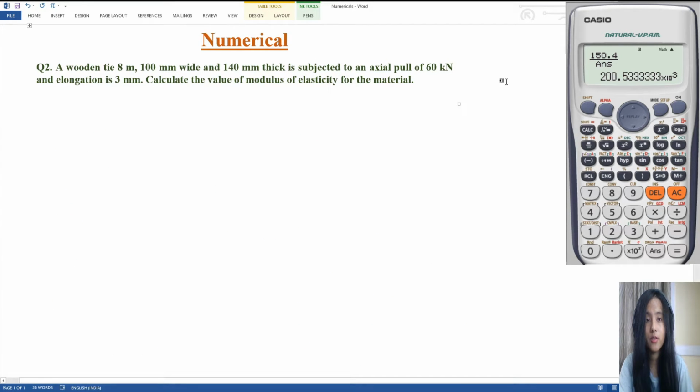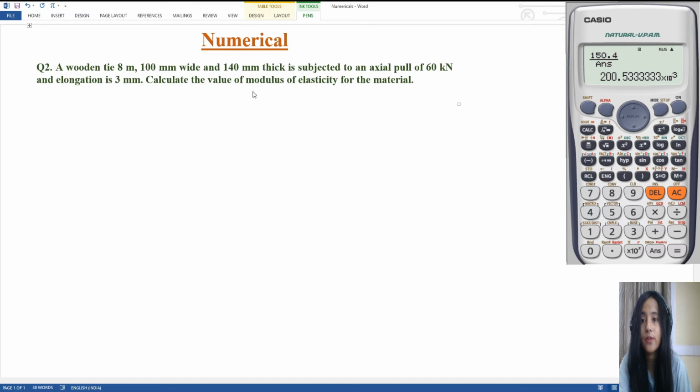Let me read the numerical. A wooden tie, 8 meter, 100 mm wide and 140 mm thick, is subjected to axial pull of 60 kilonewton and elongation is 3 mm. Calculate the value of modulus of elasticity for the material.